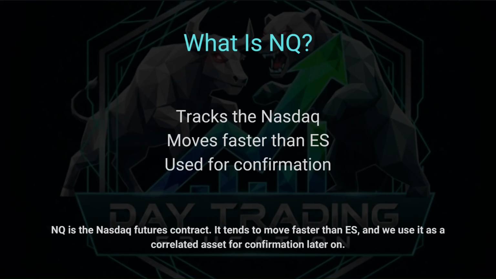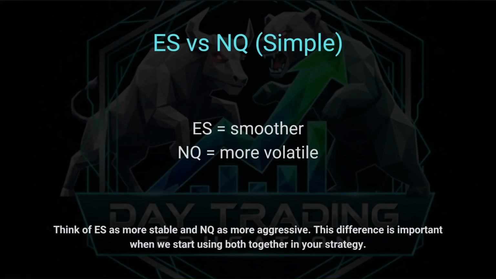What about the NQ? The NQ is the NASDAQ futures contract. It tends to move faster than ES, and we use it as a correlated asset for confirmation later. Think of ES as more stable and NQ as more aggressive. This difference is important when we start using them both together in our strategy.